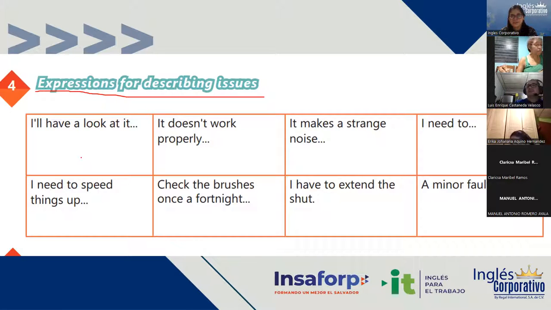Okay. Do you sometimes need to accelerate to speed things up in your work? Every time. Every day, right? Every single day. Speedy González no es nadie. Yeah. Okay. A ver, it doesn't work properly.